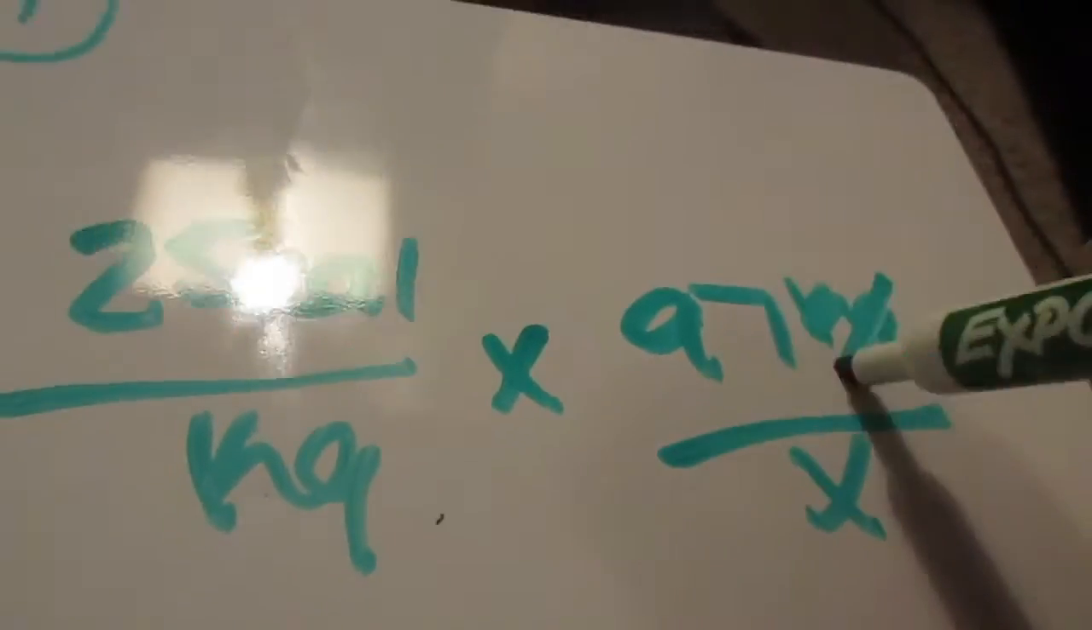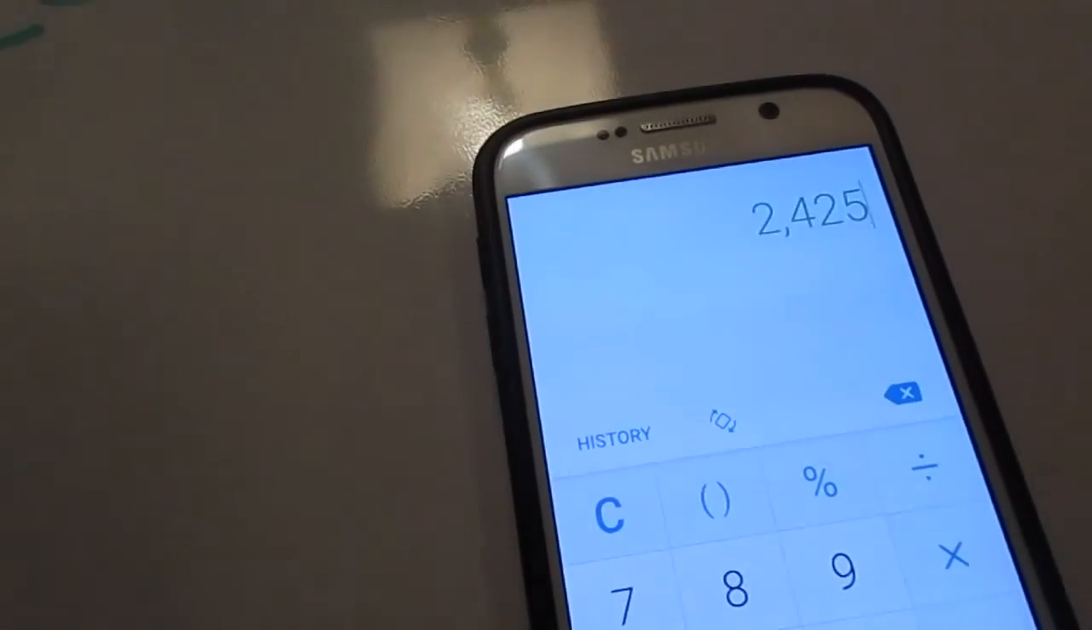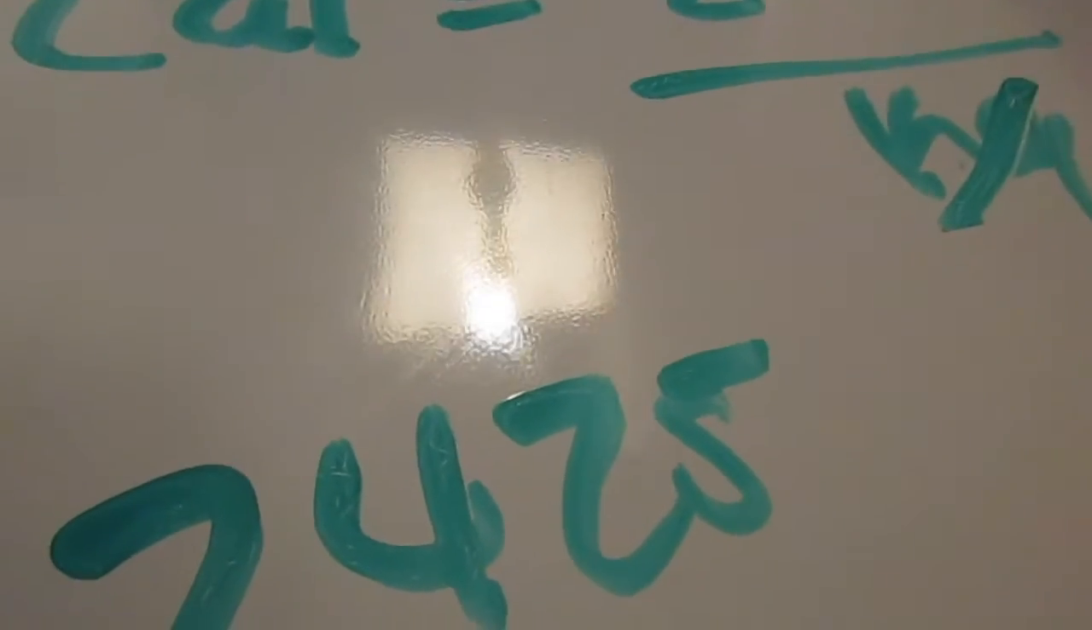So 97 kilograms over X. Cross those out. And we're looking for calories. So then you take your calculator. 25 times 97 equals 2,425. So 2,425. There's no point, so you know that this is the answer. Because you can't round to the nearest whole number if there's no point, and I have a glare. Sorry about that, guys. But that's your answer. So we know that cal equals 2,425. There we go.